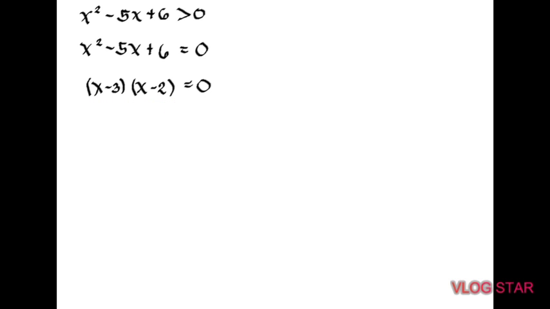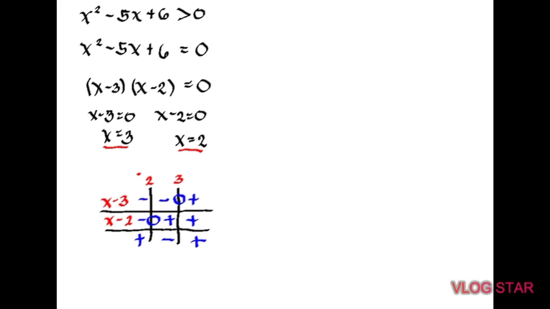Next is to solve for the value of x. So we will write these two factors as an equation equal to 0. So this will become x minus 3 equals 0 and x minus 2 equals 0. Solve for x. So we're going to have x equals 3 and x equals 2. So these values of x will be used as we proceed to our discussion.